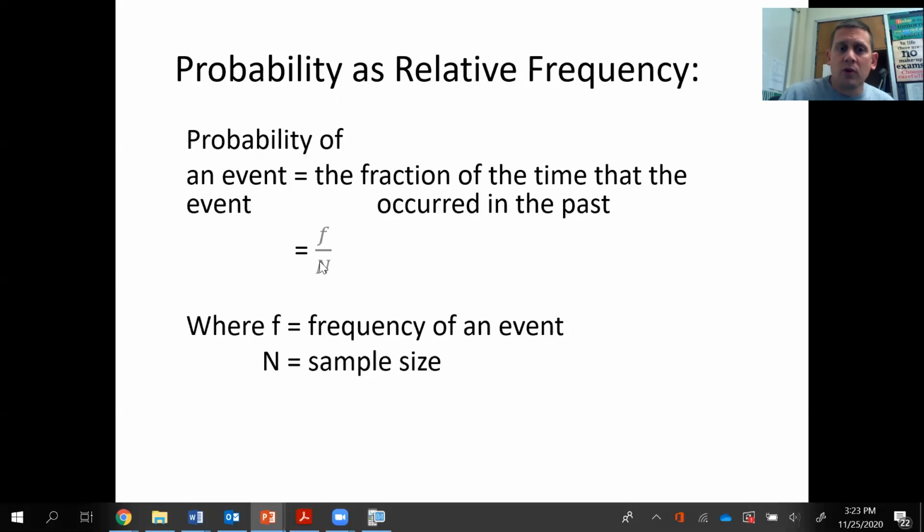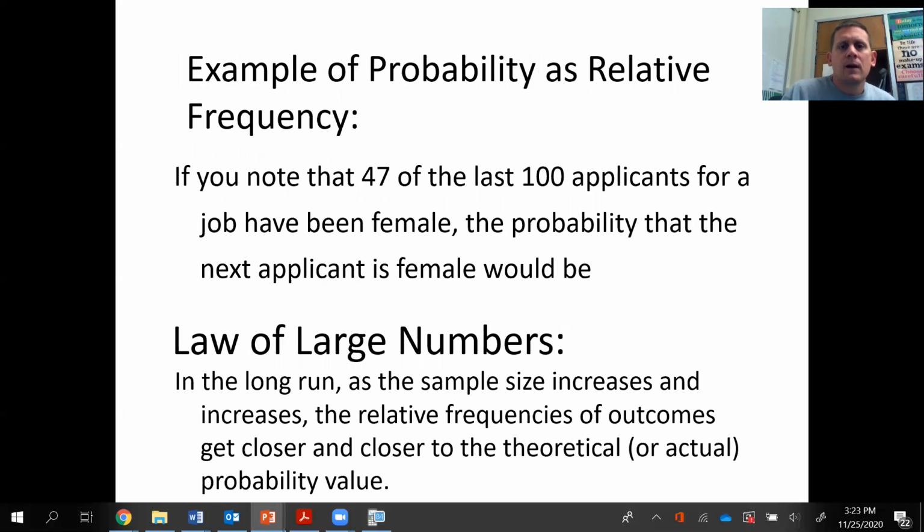You count up the number of ways total on the bottom, the number of ways you can win on the top. It doesn't always have to be winning, but that's just an example that I think makes more sense to us. Okay. Example, if you note that 47 of the last 100 applicants for a job have been female, the probability the next applicant would be female is 47 over 100, 0.47. So that's the probability. That's a relative frequency.